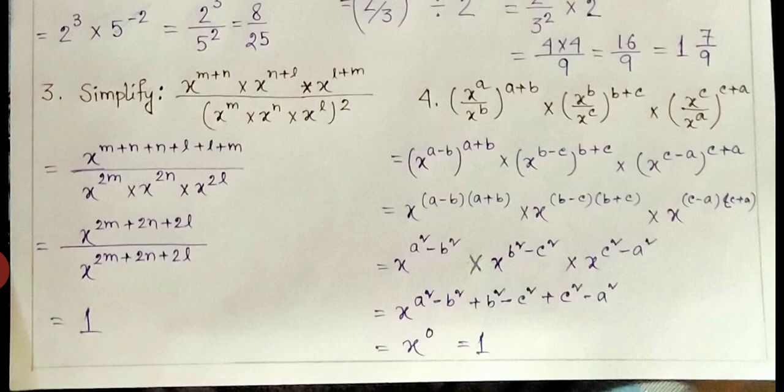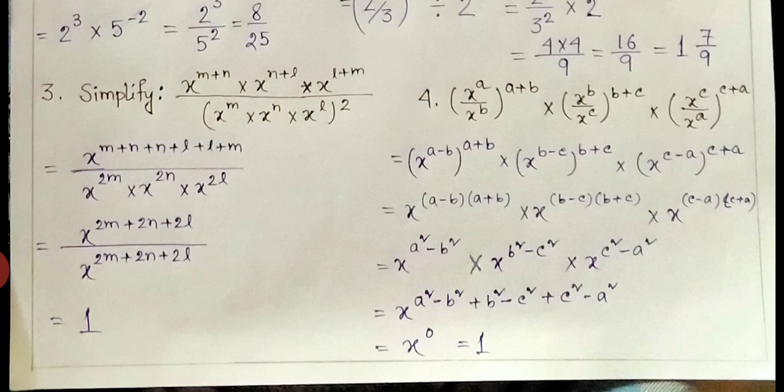Similarly, (x to the power b minus c) whole to the power b plus c and (x to the power c minus a) whole to the power c plus a. Now the powers will be multiplied, as we can see, x to the power (a minus b) into (a plus b) into x to the power (b minus c) into (b plus c) into x to the power (c minus a) into (c plus a).